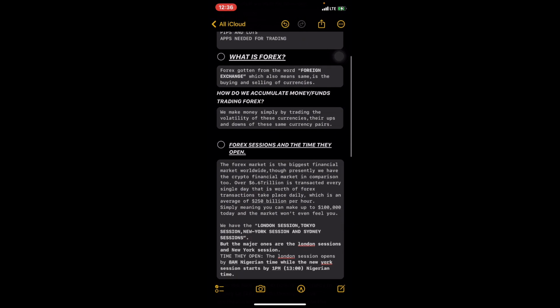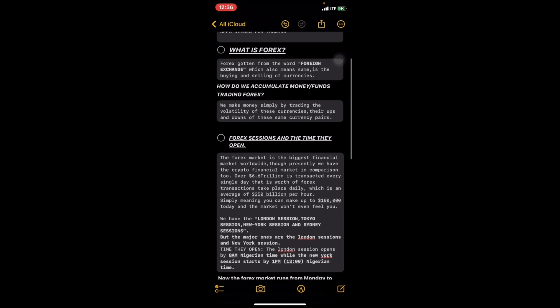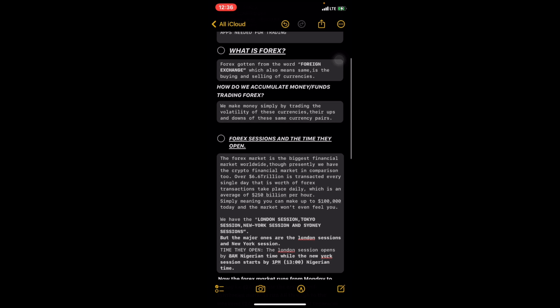Forex is gotten from the words foreign exchange, which means the same. It is the buying and selling of foreign currencies, where we have the GBP, that is the British pound. We have the AUD, that is the Australian dollar. We have the USD, that is the United States dollar. We have the NZD, that is the New Zealand dollar. We also have the euro. Then we have the Japanese yen, that is the JPY. Those are the currencies.